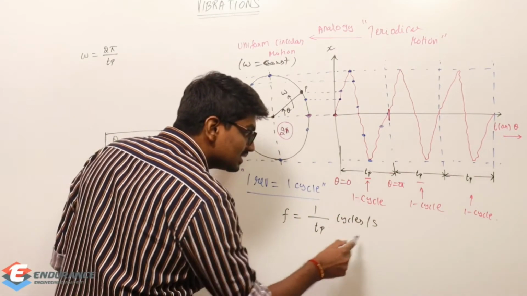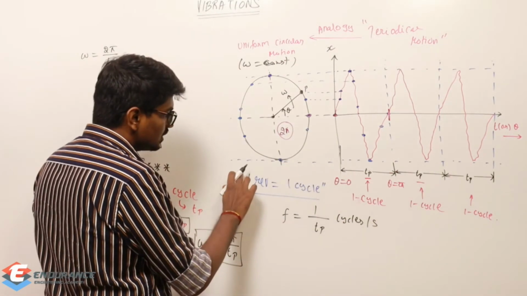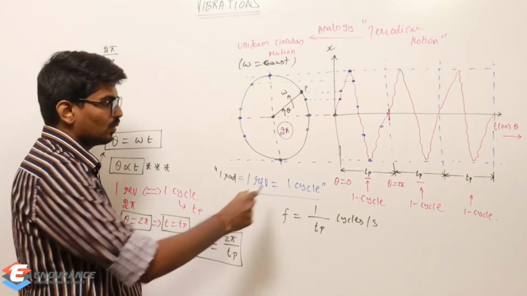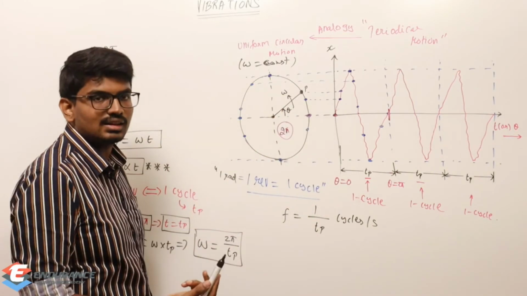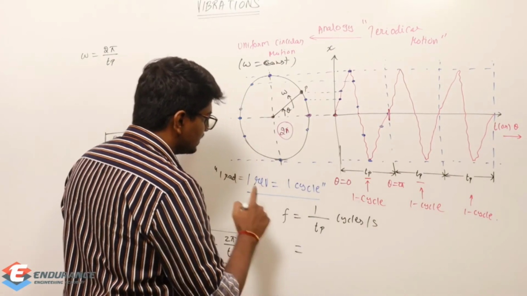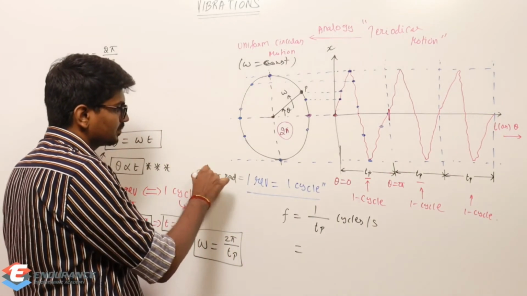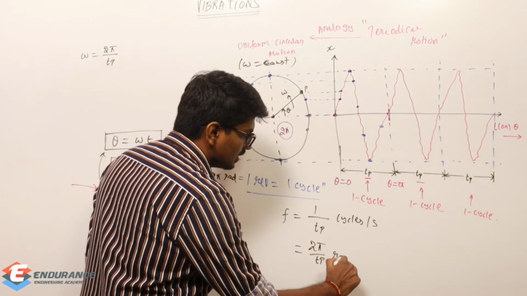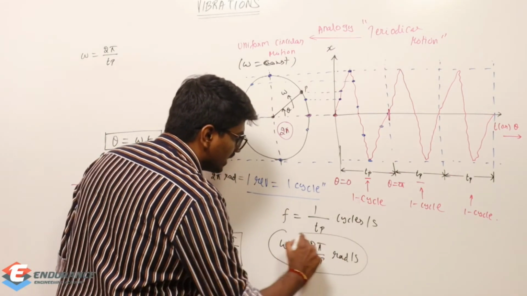So if I want to replace this cycle in terms of radians, can I replace one cycle, which is one revolution, with 1 radian? Simply, one cycle in periodic motion is equal to 2 pi radians in the circular motion. So in place of one cycle, I will simply replace it with 2 pi radians. So 2 pi by tp radians per second, and when I represent it in terms of radians per second, I need to use omega.